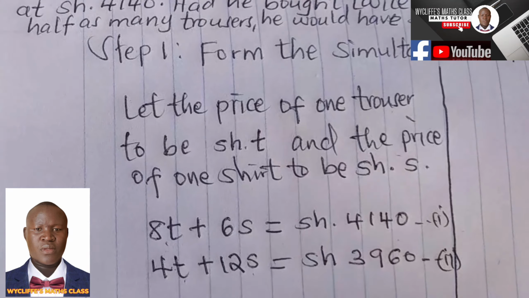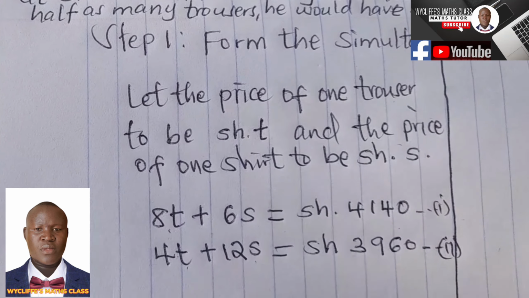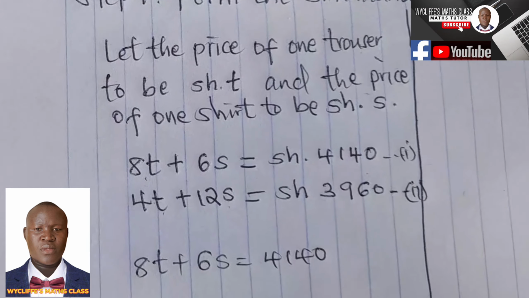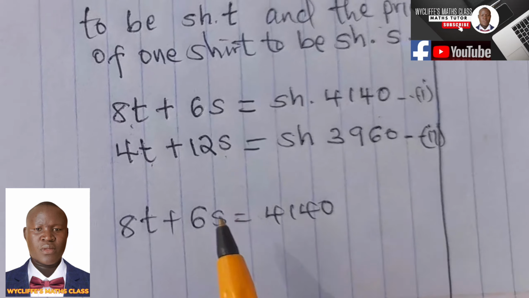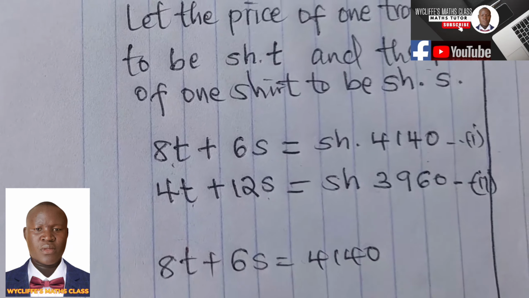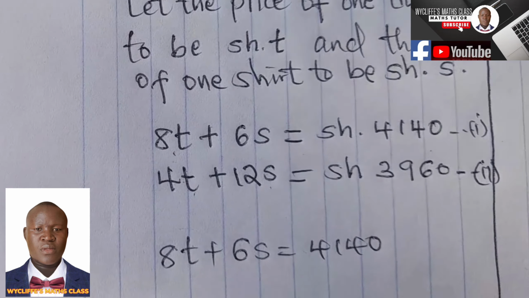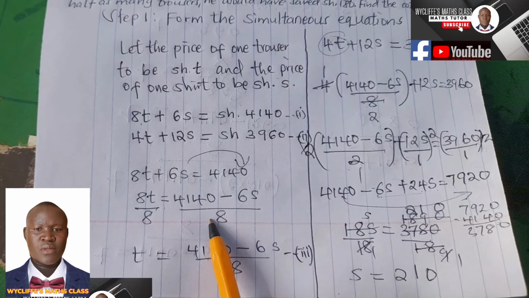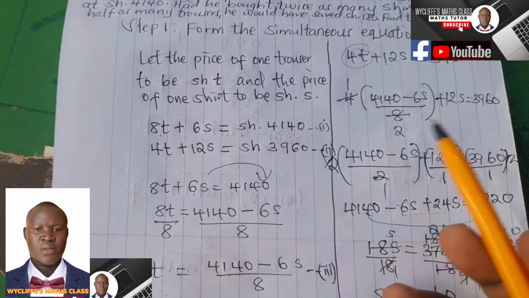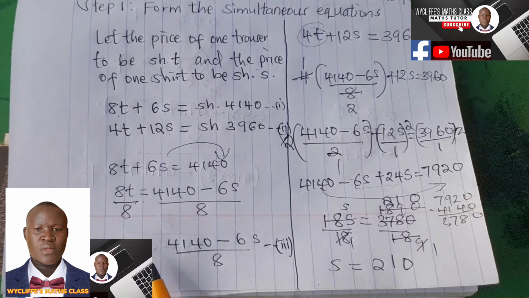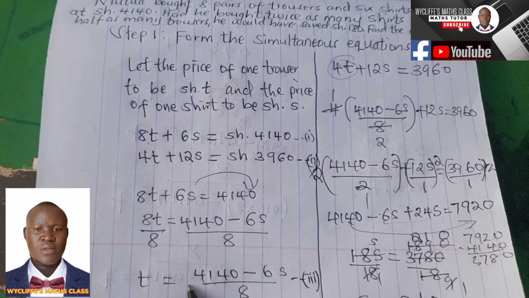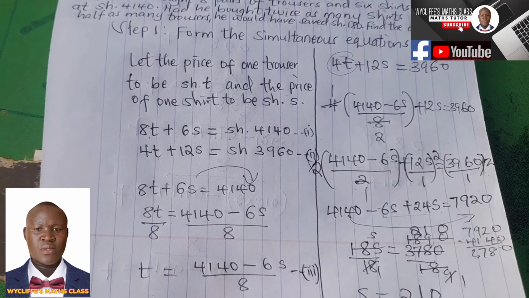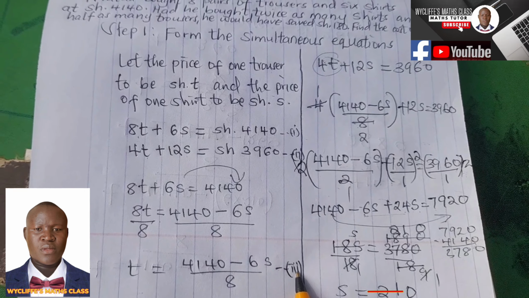8t plus 6s is equals to 4,140. So to substitute means now you are going to express one of the items as a subject of the formula. Now here I'm expressing t as a subject of the formula, and this means now t will be 4,140 minus 6s over 8. This is it. Now we call this one equation 3.